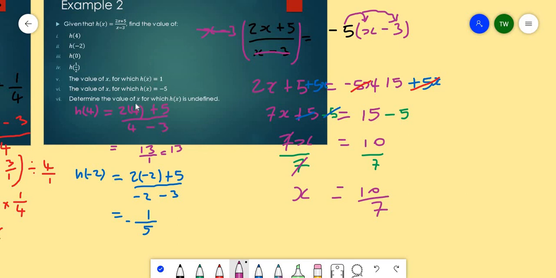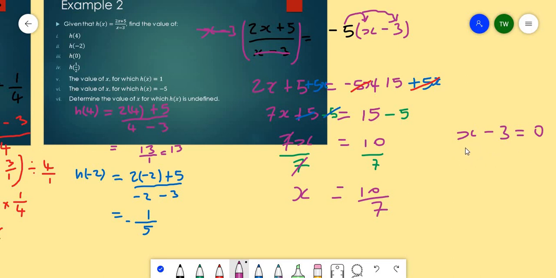Alright? So our last question now. Determine the value of x for which h of x is undefined. Now, when something is undefined, that is when you are dividing by 0. So what this question is asking for is the value of x that, when you substitute into this equation, will make the denominator equal 0. So one way of doing it is to just take the denominator, which is x minus 3, and equate it to 0. Right? And then solve for x.